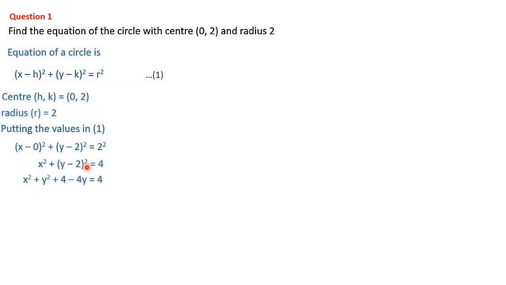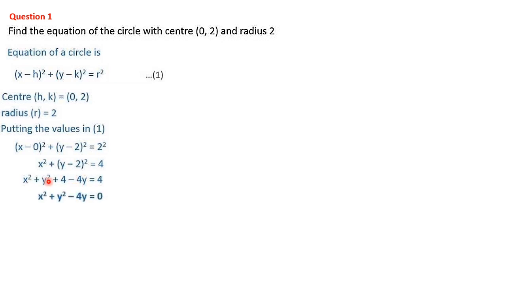Then just expand it by using the (a minus b) the whole square formula. (A minus b) the whole square, we know that a square minus 2ab plus b square, or a square plus b square minus 2ab. X square coming as it is, (a minus b) the whole square expansion, y square plus 2 square is 4 minus 2ab means 2 into 2, 4 into y, equal to 4. So expansion you should know, or else you can just write down as a rough calculation and find it and write it here. So directly you should be able to expand it.